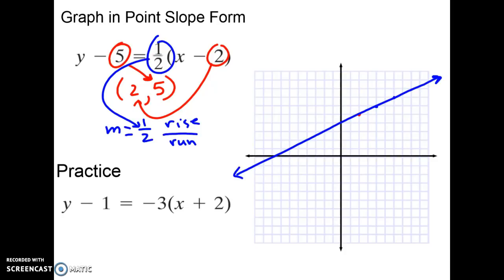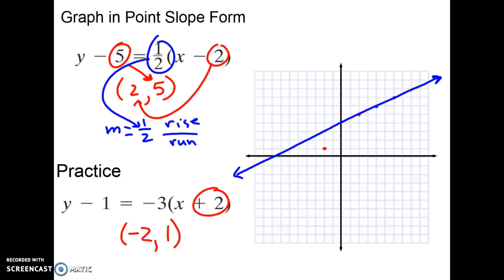Hopefully you've taken that time to go through it. Here we would have a positive 2, which means it has to be opposite, so that would be a negative 2 for our x. Then we have a positive 1 for our y. So we go negative 2, positive 1, and put a point.